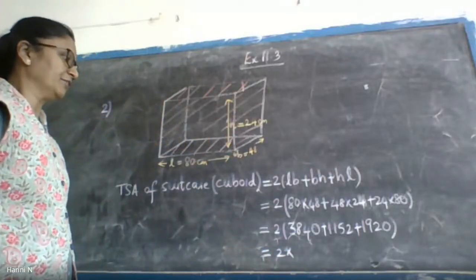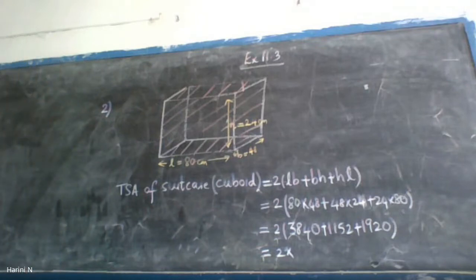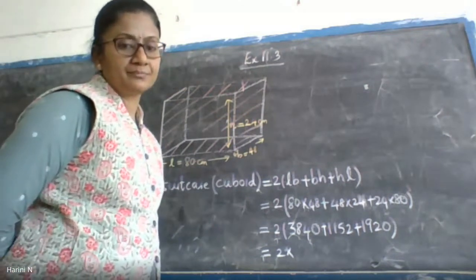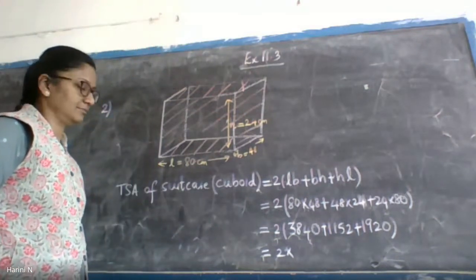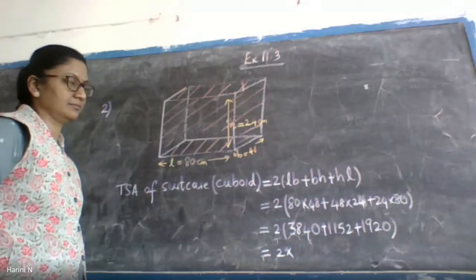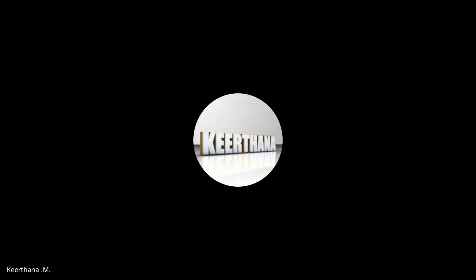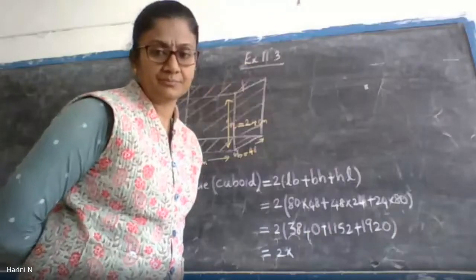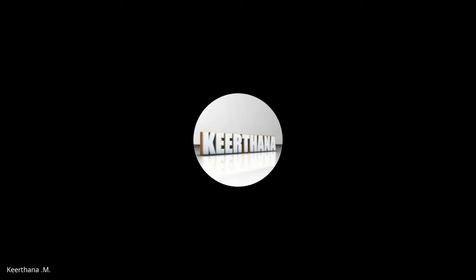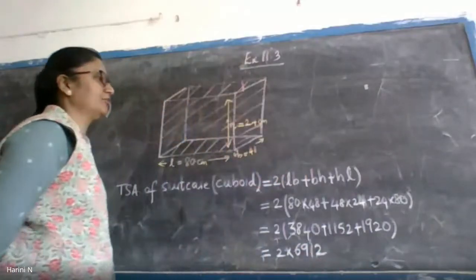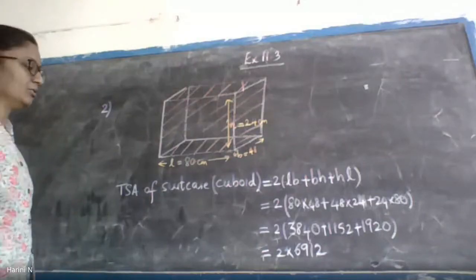3,840, 1,152 and 1,920. Add it properly. Ma'am, 6,912. 6,912 is the answer I'm getting. Are all of you getting the same? Yes, ma'am. Okay, multiply that with 2 now.